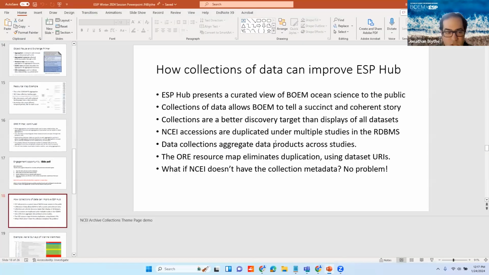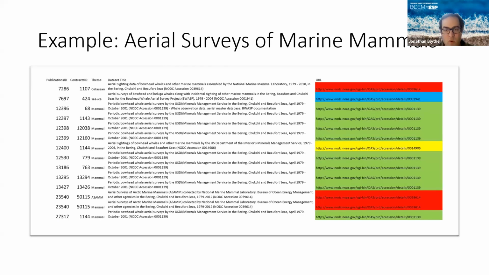Back to the presentation. I'm glad that the demo is all cooperating for today. So this is that aerial surveys data set. These are data collections. In the relational data framework, these data are duplicated because, like I said, these occurred over a period of 40 years. So there are a number of studies that cite the same NCEI accession. I've color-coded by accession number here.